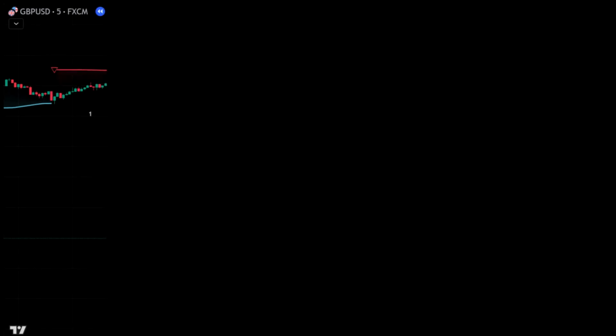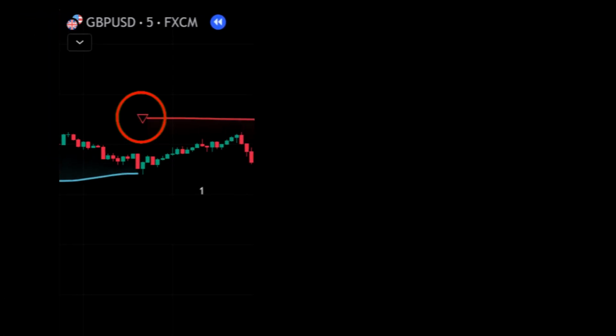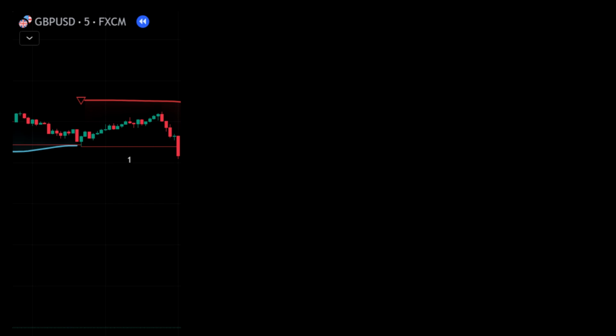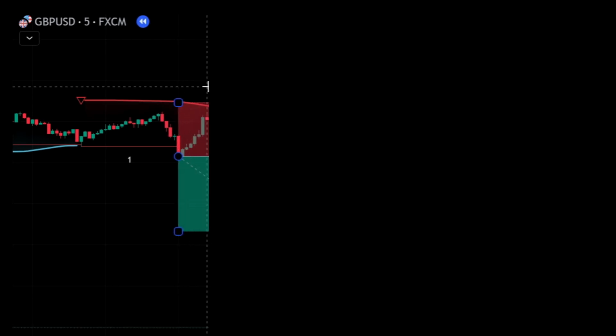The trend just started, marked by this red triangle. Let's wait for the first breakpoint. Here it is. Let's take a trade. Enter right after the break. Set the stop loss at the stop loss line or at the last high.